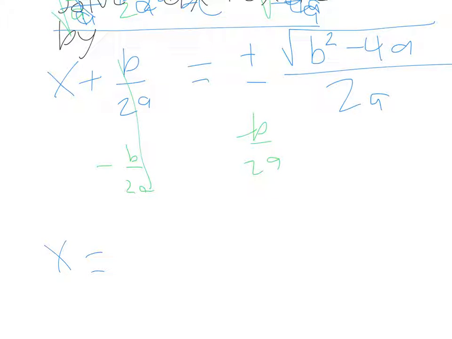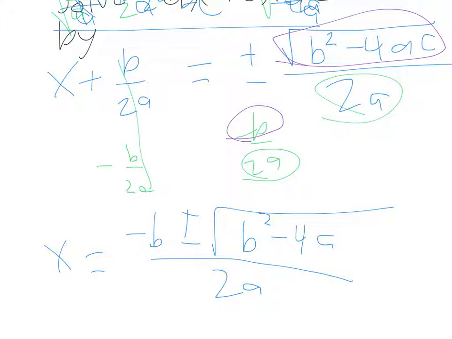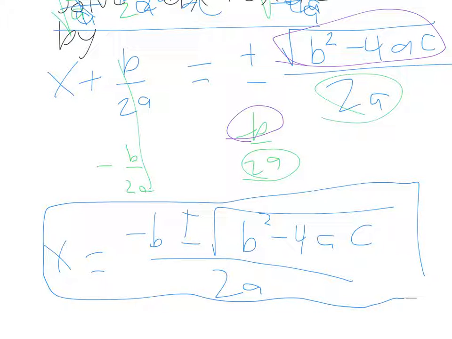Now, since we have the same denominator here and here, we can just combine the numerators, the minus b and the square root, into one fraction, so it would be minus b plus or minus the square root of b squared minus 4ac, all over 2a. And if you notice right here, the formula we get after completing the square on the general equation, you might remember as the quadratic formula.